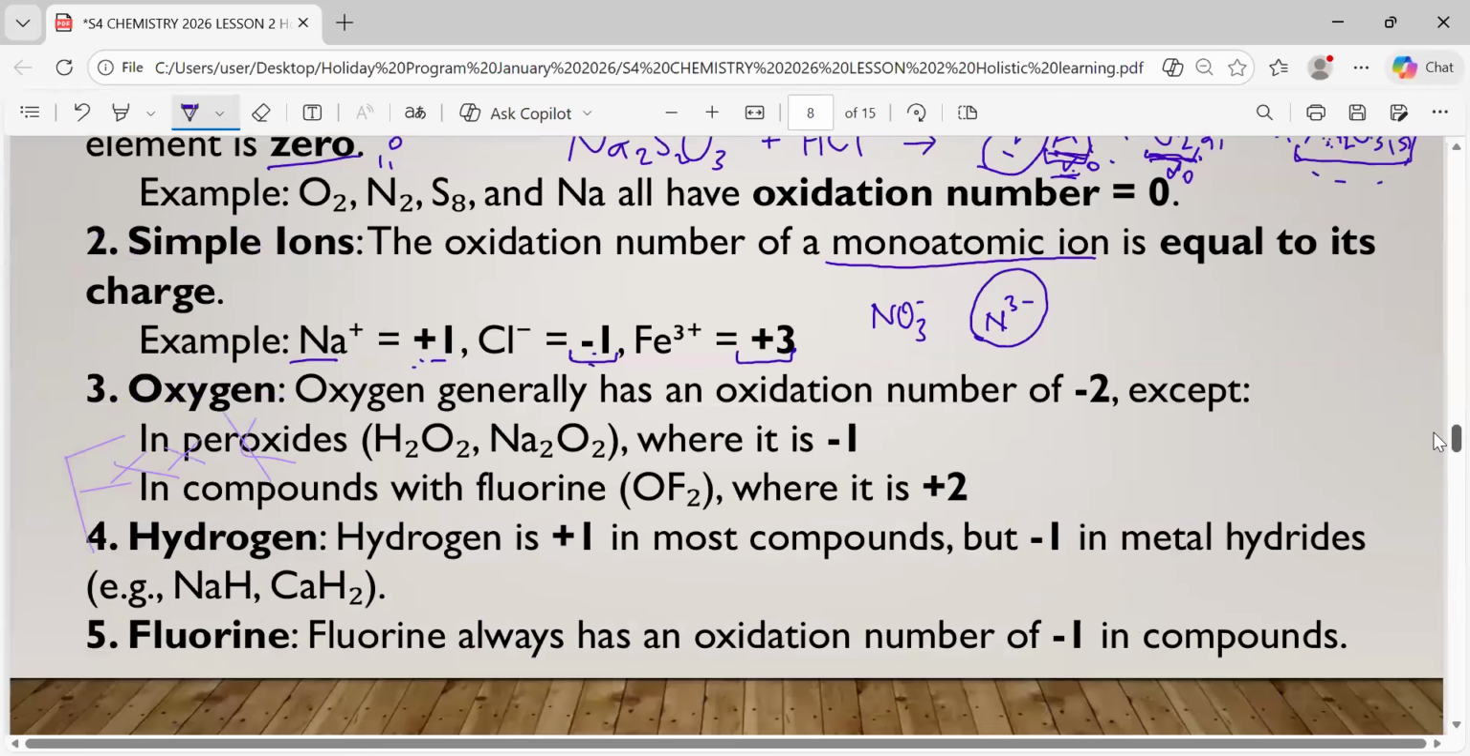Thank you, sir. Okay, can you take us through number 3 and number 4? Element number 3 is oxygen. Oxygen generally has an oxidation number of -2, except in peroxides. I don't know how to read that formula. Okay, thank you. It's all right.